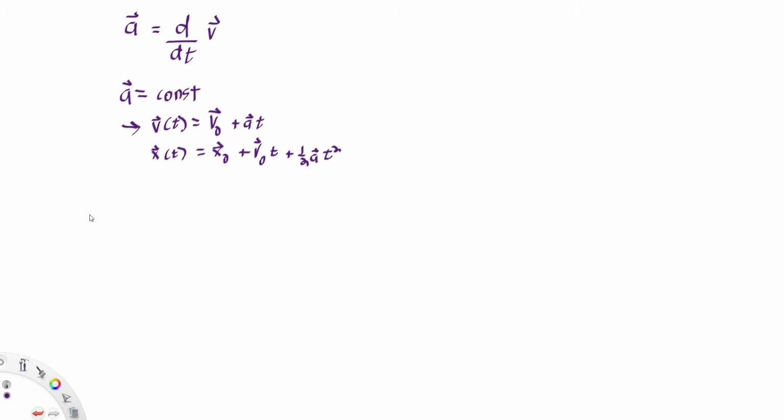There is a third somewhat useful formula that we're going to derive together. It's relatively simple, but it's frequently useful to have a relationship that does not involve time, right? So if we take our expression for velocity here and we solve for time, so we can say t is equal to (v minus v naught) over a.